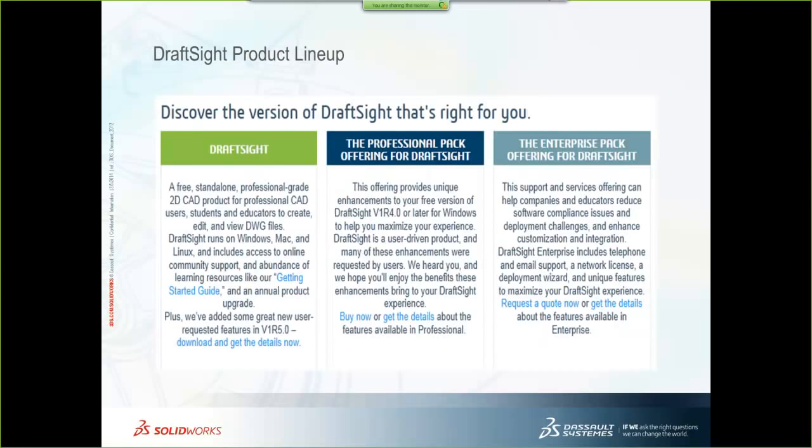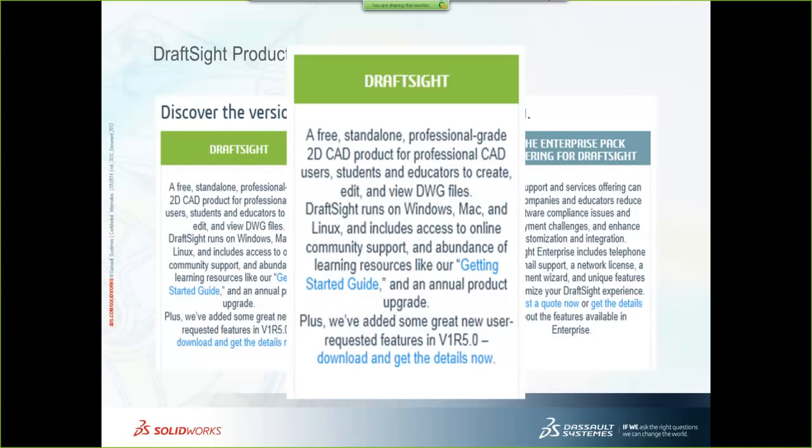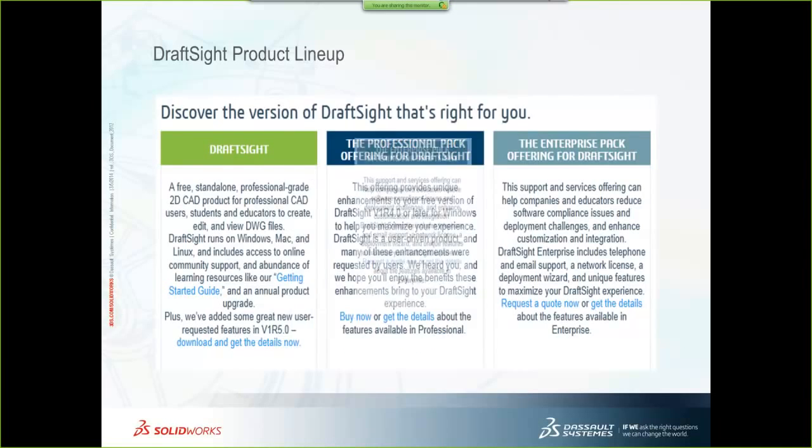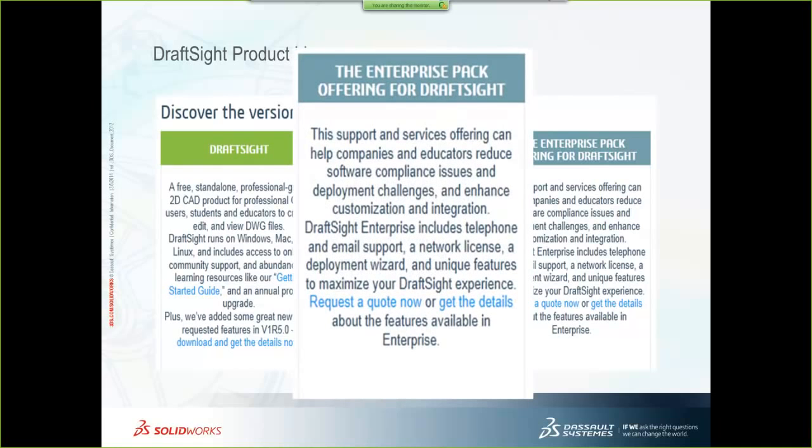These are the versions. This is the lineup for DraftSight. You have the free version, and then of course there's the professional version, which is a new offering. It's a standalone seat where you can get all the added benefits of the paid-for enterprise pack, but you can get it in one seat. The only difference is it's not a network license, and you're not entitled to technical support. And then, of course, there's the Enterprise Pack, which gives you a network license and technical support. And also these extra features that we've added into the product.